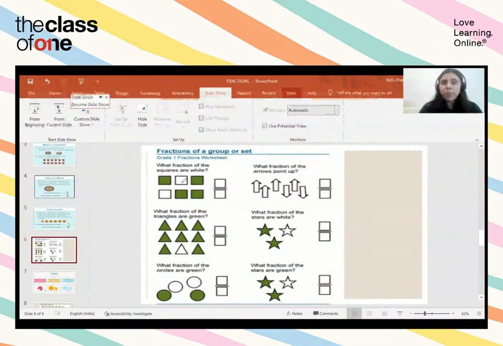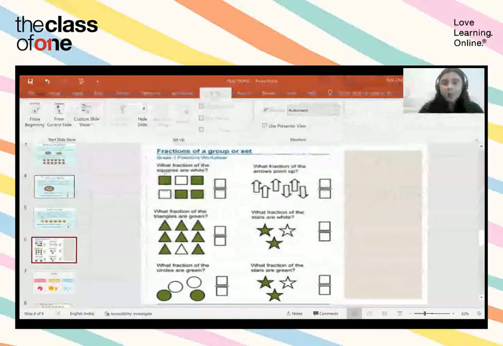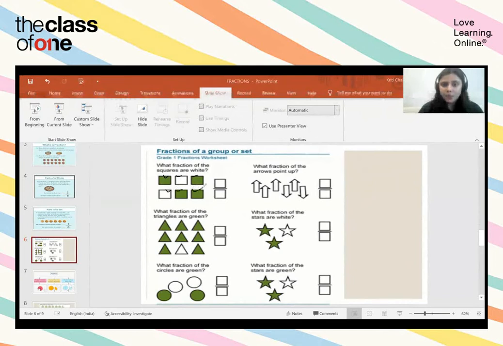So the first is, what fraction of the squares are white? First of all, we will see how many total squares there are. 1, 2, 3, 4, 5, 6. So the denominator becomes 6. And how many are white? Only 2. 1 and 2. So the numerator becomes 2.